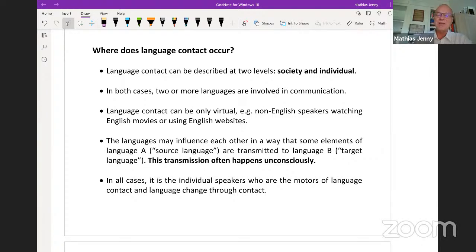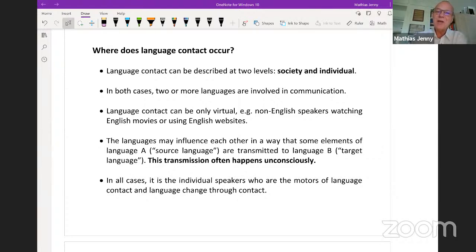Language contact can happen if you just use the internet, if you use Facebook, if you watch videos or music on English websites, on YouTube, whatever. Then you hear English and you may pick up some English just from this. So language contact can be virtual, it doesn't have to be concrete in the real world.